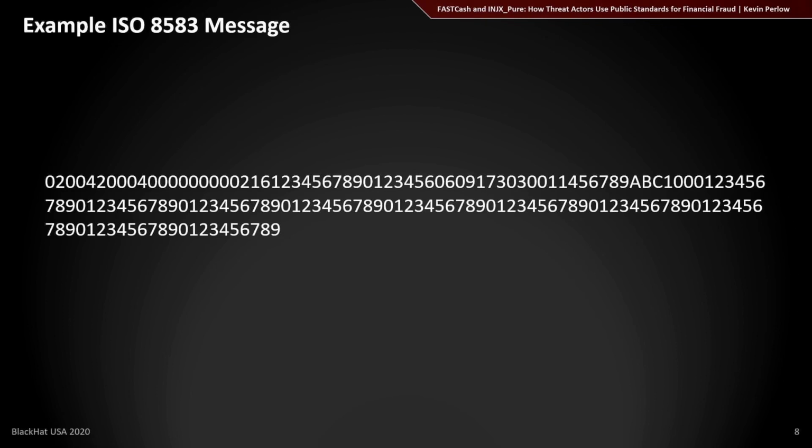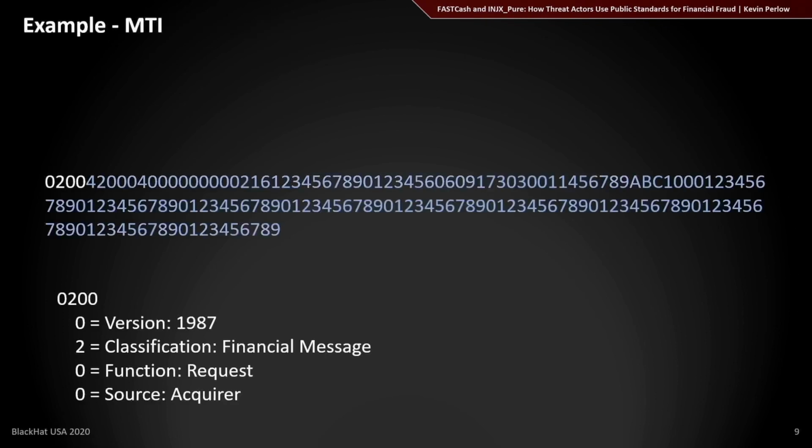So going into the example message that we had on the screen before, if we break this down into a couple of parts, we can see the first 4 digits, as I mentioned, are the message type identifier. The first digit of those 4 digits indicates the version, and in this case, this is version 1987 of the ISO 8583 standard.